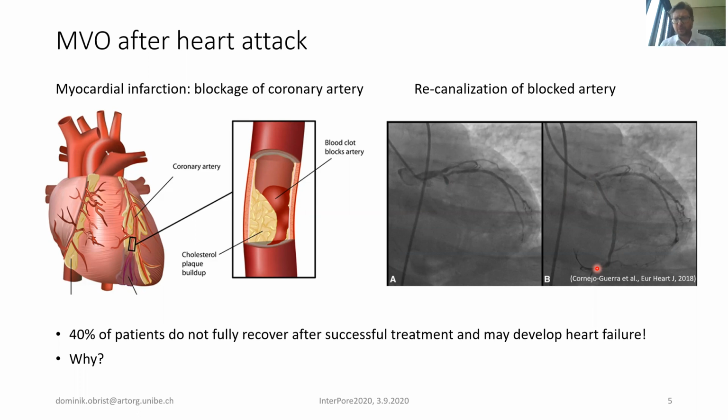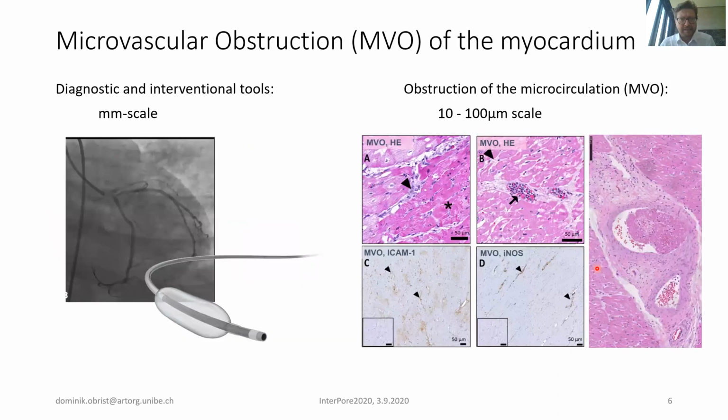In approximately 40% of all cases, patients are not able to fully recover after heart attack, even though the primary blockage might have been successfully treated. And some of these patients will go into heart failure. So we may ask ourselves, what is happening in these patients? Why do they not respond that well in the long term to the successful treatment of the primary blockage? Well, part of the problem is probably microvascular obstruction.